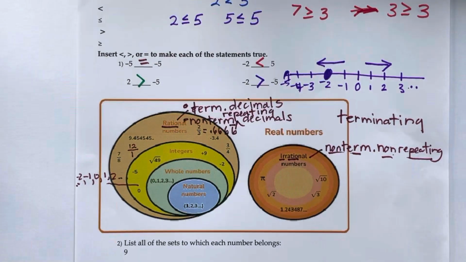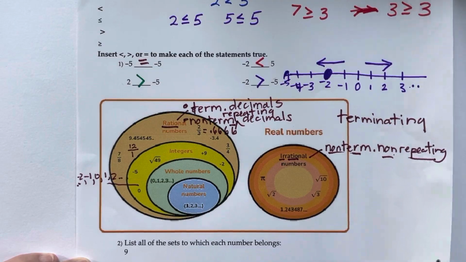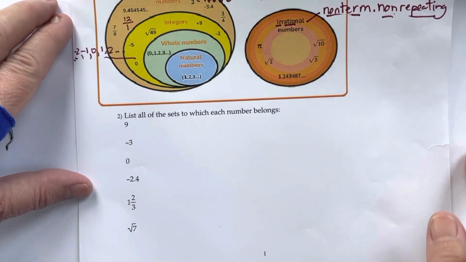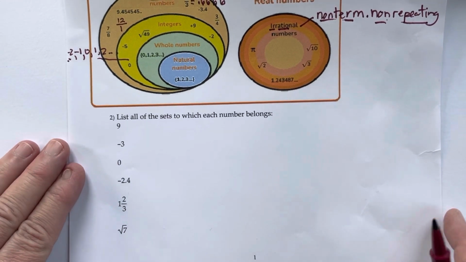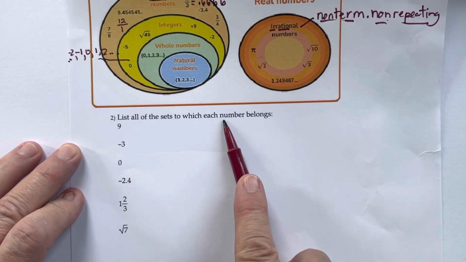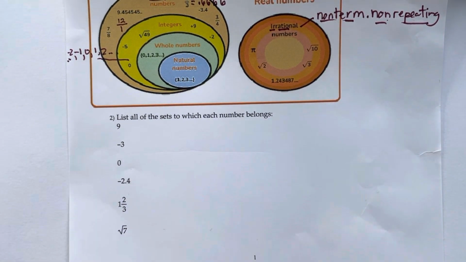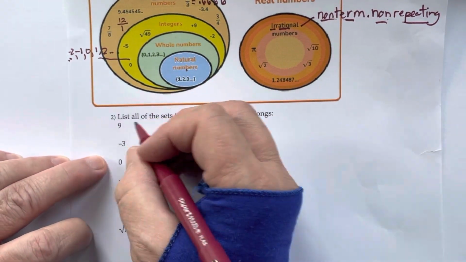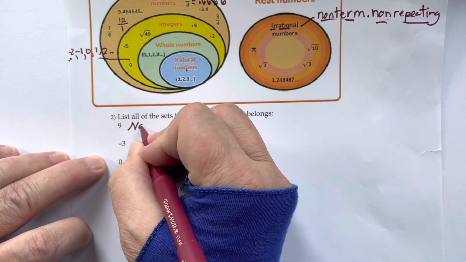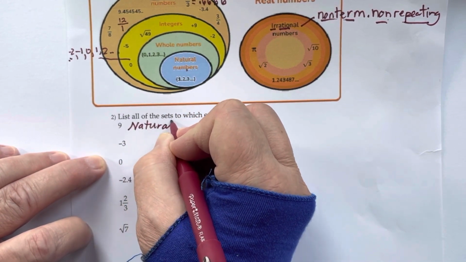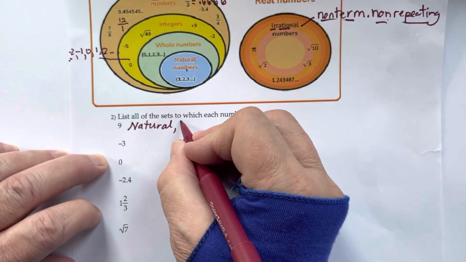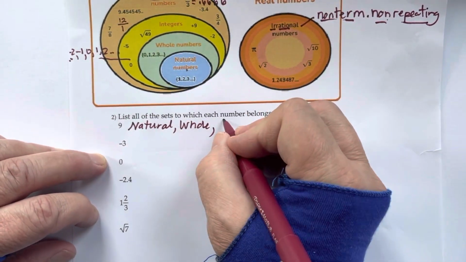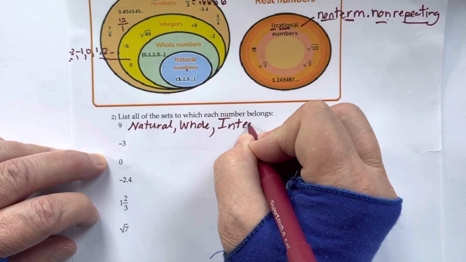Okay, now that we've covered that, let's do a few practice problems. So in this section, they want us to identify each of these and list all of the sets to which the number belongs. So 9, when we look up here, would be one of these counting or natural numbers. So I'm just going to list all these out. It's a natural number. It is also going to be a whole number because it's nested inside all of these other boxes, right? It's an integer.